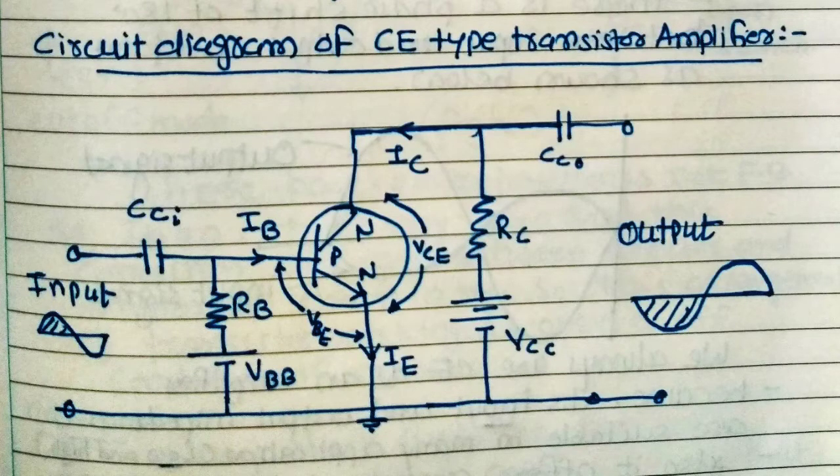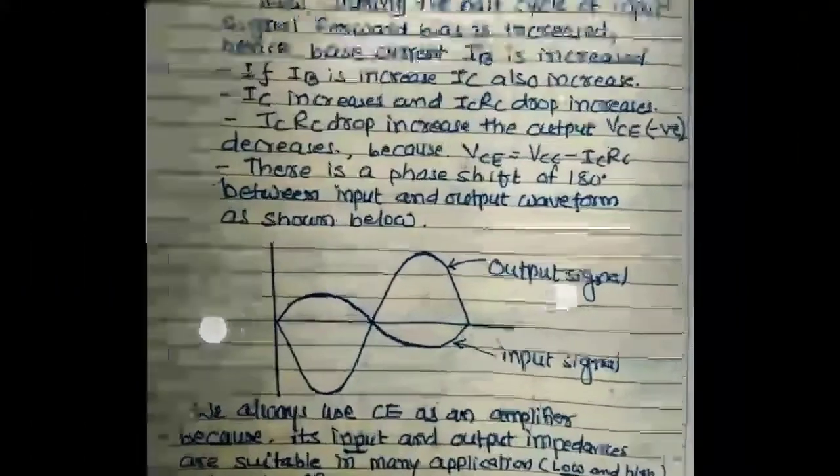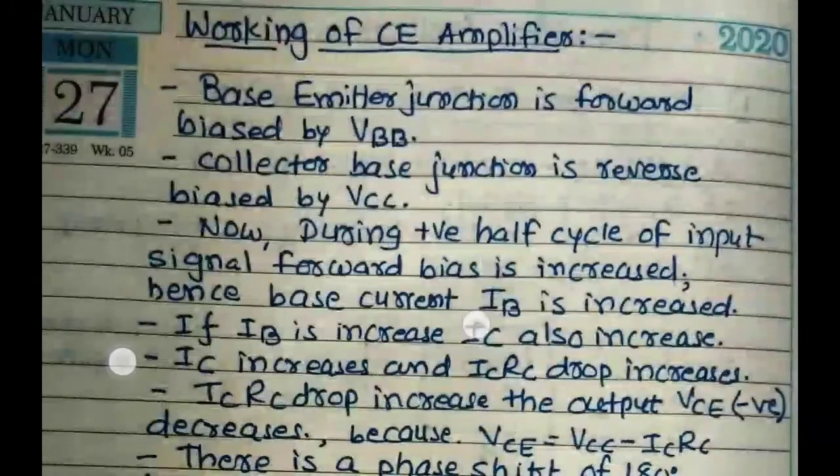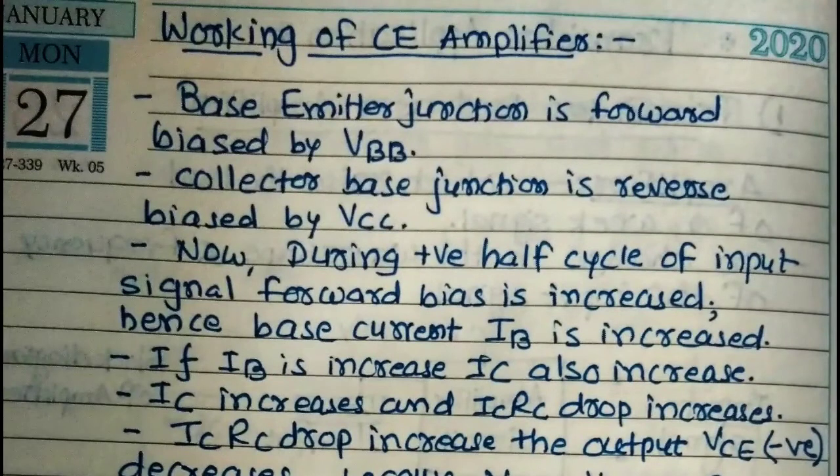Okay. Now we see the working of the amplifier. The base-emitter junction is forward biased by VBB. It means on the input side we give a forward bias, and the collector-base junction is reverse biased. That's why the transistor is working in the active region.